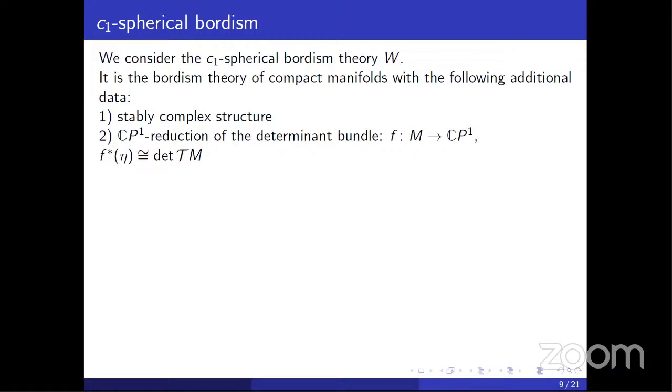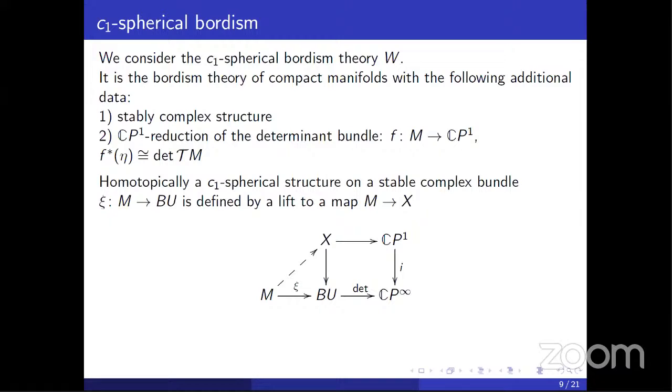Okay, this is spherical. Homotopically, a spherical structure on a stable complex bundle Xi is defined by a lift of Xi to a map M to X, where X is the homotopy pullback of this diagram: BU determinant to CP infinity, CP1 inclusion to CP infinity, and X is the homotopy pullback. If here is CP0, then X is just the homotopy fiber of that. That is BSU, and it's an SU structure again.